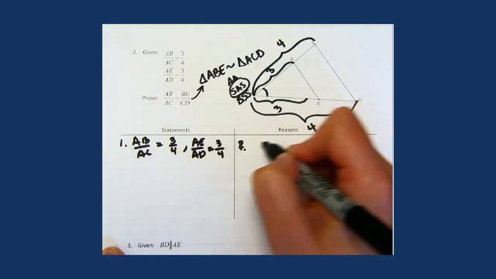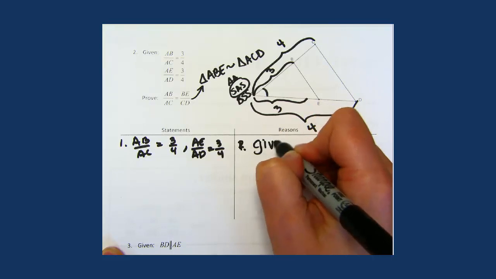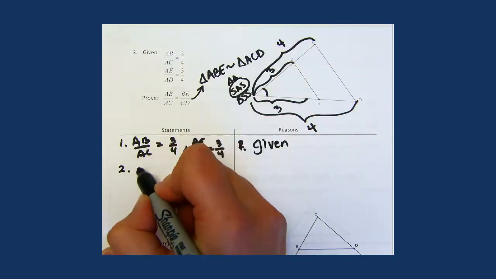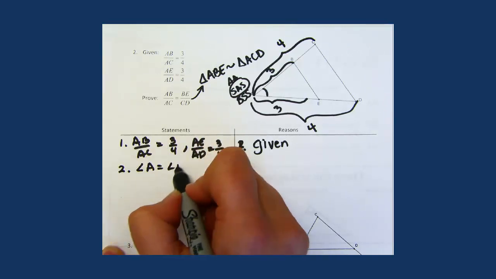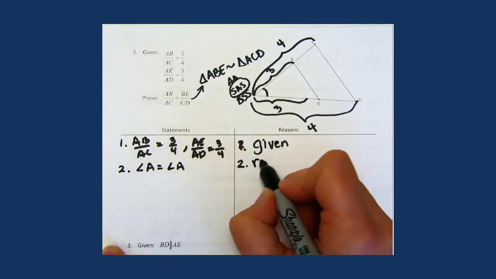Now again, those givens show that we have 2 pairs of sides that both reduce down to 3/4. So those are our 2 pairs of sides. Then we can say that angle A is equal to itself. That's reflexive.